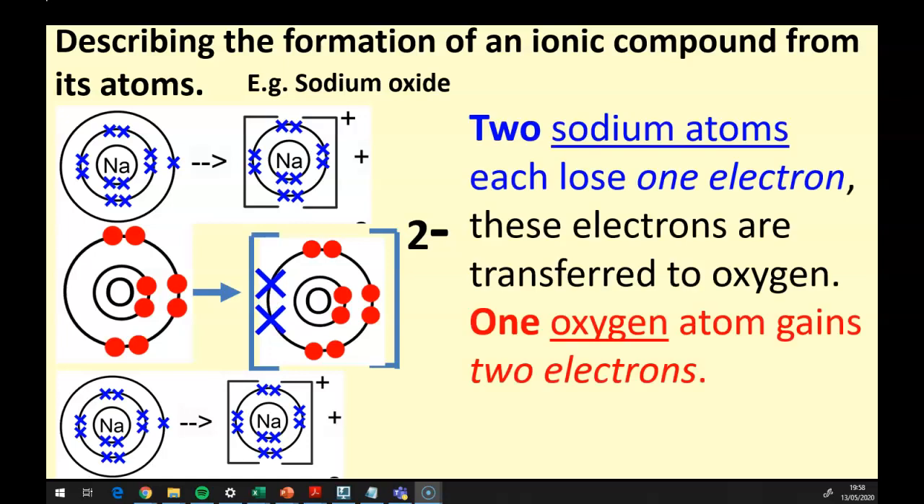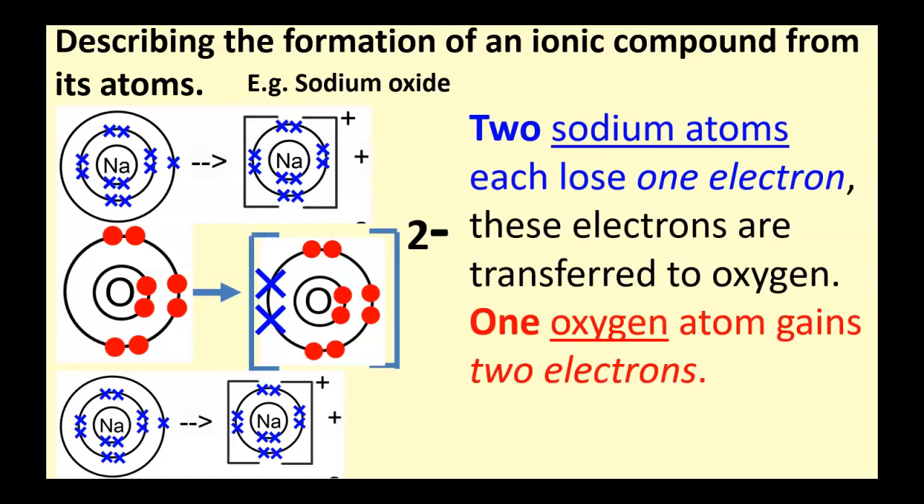So the description would be: 2 sodium atoms each lose 1 electron, and these electrons which are lost are transferred to oxygen. 1 oxygen atom gains 2 electrons. You may wish to copy this description down because you'll be answering a very similar question next, so it may be helpful to have a template to base your answer on.